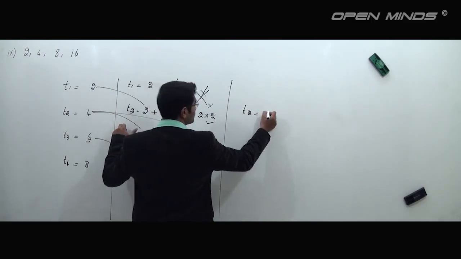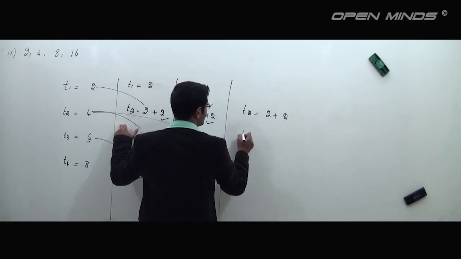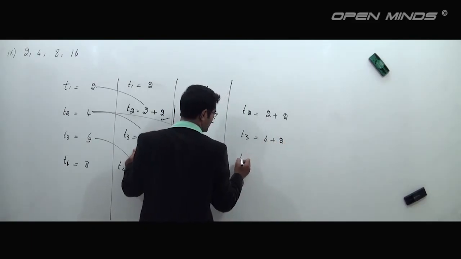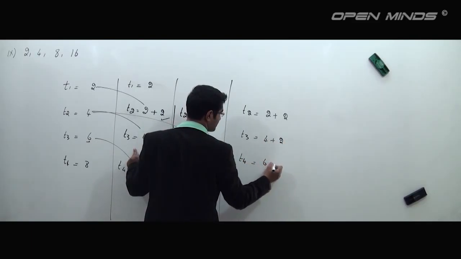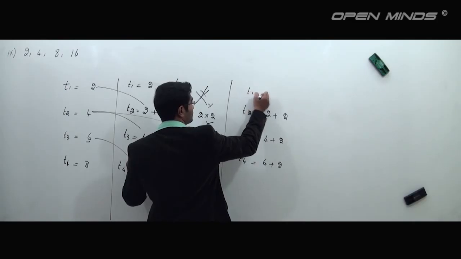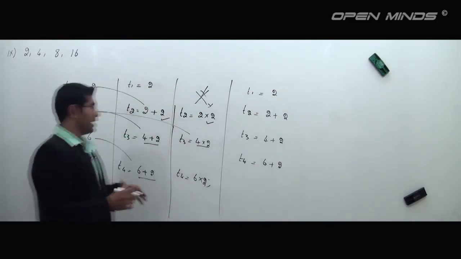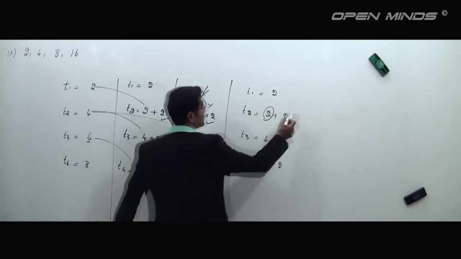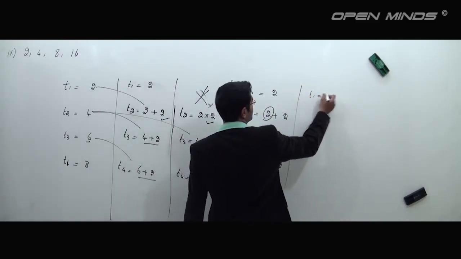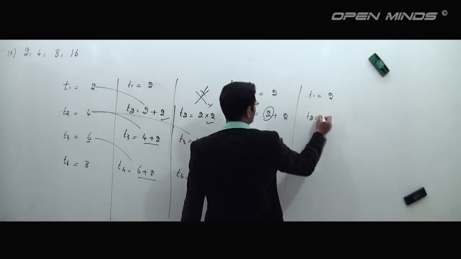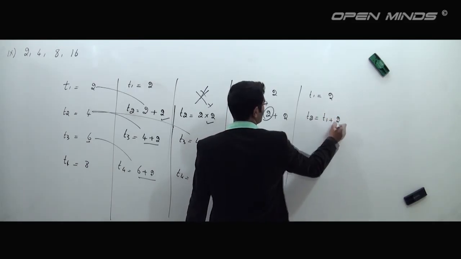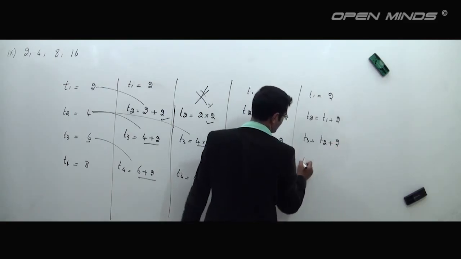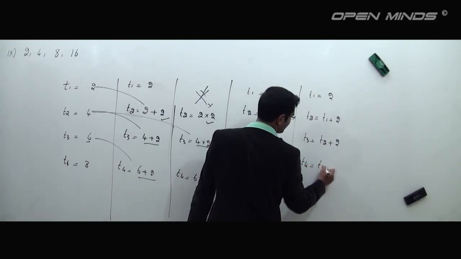T2 is given as 2 plus 2. T3 is given as 4 plus 2. T4 is given as 6 plus 2. Okay, that's T1, which is 2 for me, right? So any other relations we have? Yes, we can write this guy as T1. That's it. So let me write this guy as T1 is equal to 2. This is like T2 is like T1 plus 2. T3 is like T2 plus 2, and T4 as like T3 plus 2.